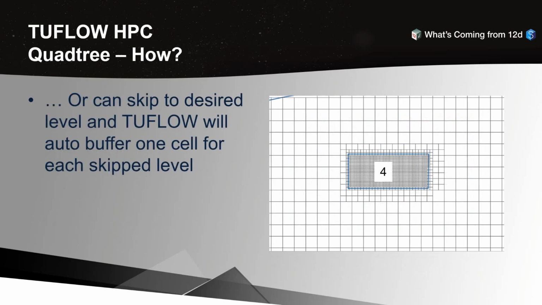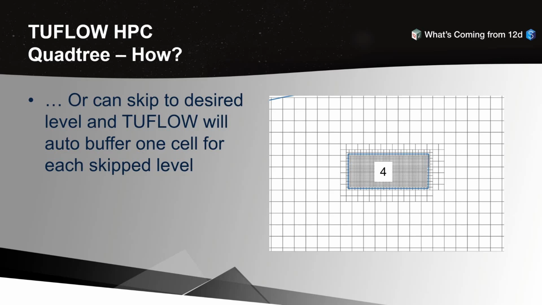Alternatively, you can use an inbuilt automated level approach. Is that the right word? Level approach? I guess so. Where rather than manually stepping down one level at a time, you can define a target level, which is your finest resolution, and TUFLOW will automatically transition from that finest resolution out to your coarsest resolution.